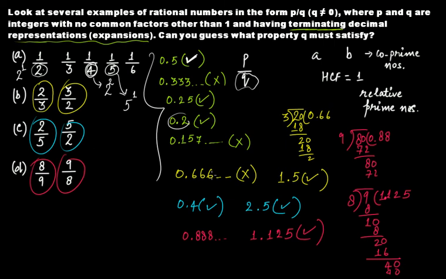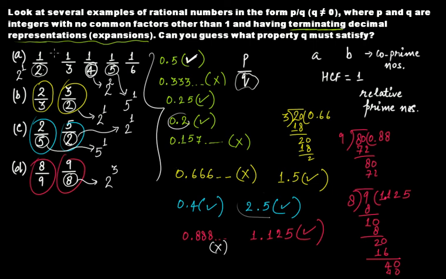Now when you come to 0.666, it was for this one. 1.5 was this one. In this case, this is 2 raised to the power of 1. Now again 0.4. In this case, this is 5 raised to the power of 1. This is 2.5. It was for this one. So in this case, the denominator is 2, which means it is 2 raised to the power of 1. Then it was 0.88. It was not satisfied. Here it was satisfied. If you look at this one, this is actually 2 raised to the power of 3.